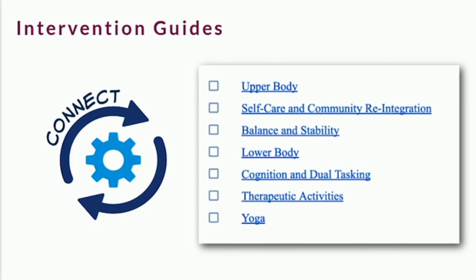On the BOP portal, we have intervention guides. So you'll see when you log into the portal, if you took your orientation, you know all about this, but just as a reminder, we have intervention and treatment guides based on category. So upper body, self-care and community reintegration, balance and stability, lower body, cognition and dual tasking, therapeutic activities, and yoga.